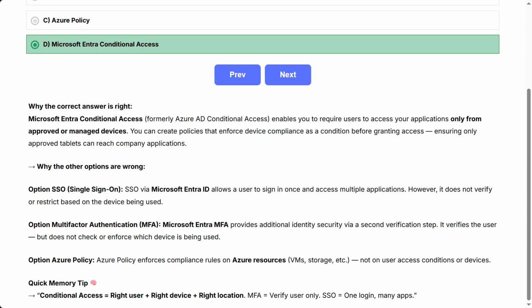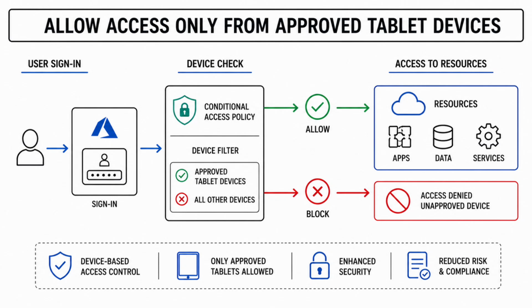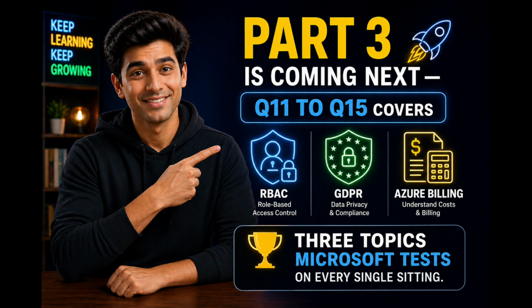Quick memory tip: conditional access, right user, right device, right location. MFA equals verify user only. SSO, one login, many apps. Remember this. Azure Policy controls what resources can be deployed. Conditional access controls who can sign in and from where. Two different layers of governance. Know both.